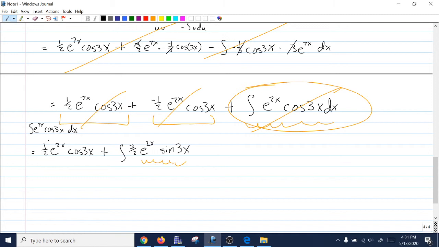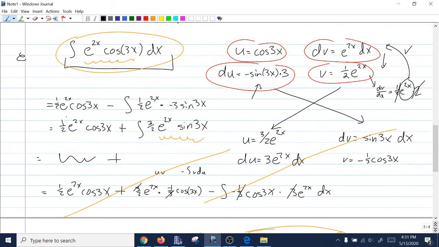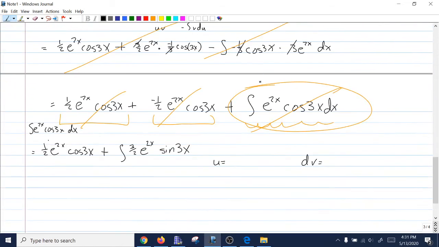We learned that it was this, and I want to do parts again, and I've learned my lesson. I'm going to use u, but it's not quite the same thing as before because it got differentiated. I had u was cosine. Now I'm going to use u as the sine thing. Let u be 3 halves sine 3x. dv is the other part, e to the 2x dx.